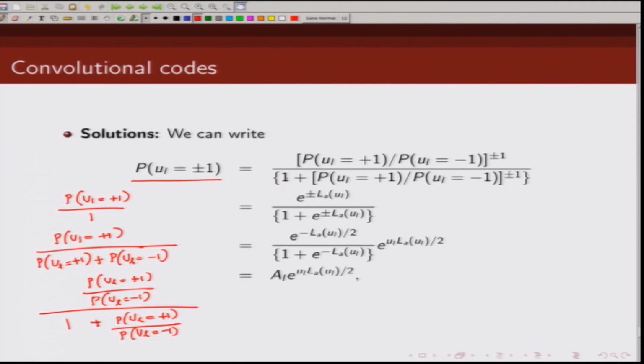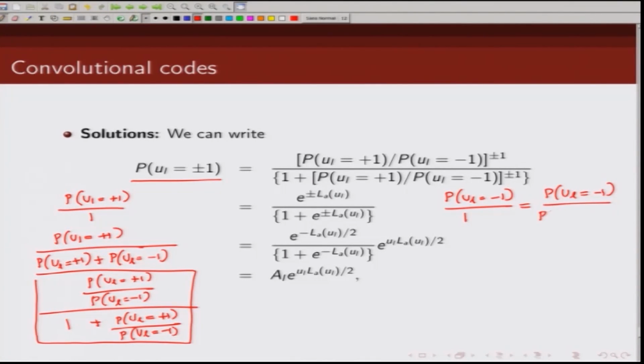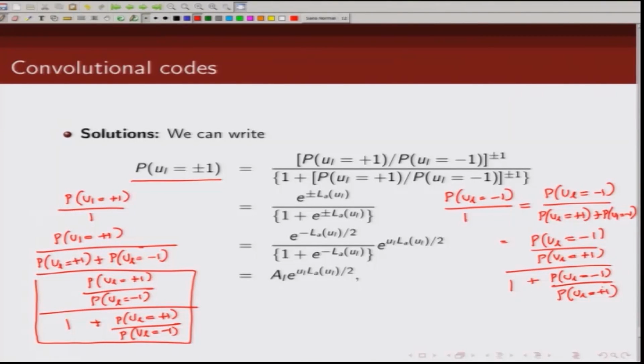You can see here the form for when UL is plus 1. I get the probability of UL being plus 1 in this particular form. Now, let us look at the probability that UL is minus 1. Again, I can follow the same procedure. I can write this as this by 1, or the probability of UL equal to minus 1 divided by the probability of UL being plus 1 plus the probability of UL being minus 1, and I can divide this by the probability of UL being plus 1. So, this will be the probability of UL equal to minus 1 by the probability of UL being plus 1, over 1 plus the probability of UL being minus 1 by the probability of UL being plus 1.